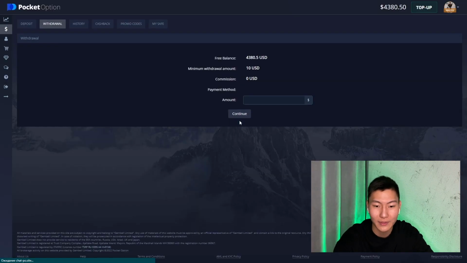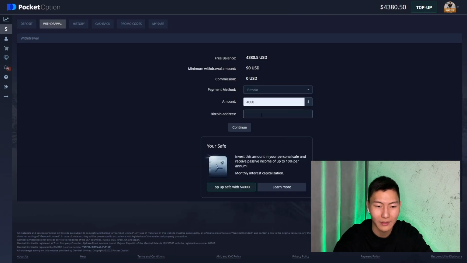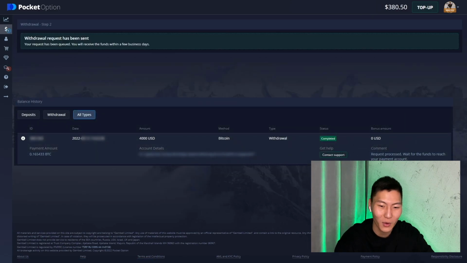Write down 4,000, the Bitcoin address, press the continue button. That's it. Our withdrawal is processing. There are almost $400 left on our balance, and of course I will attach the screens when it's done.